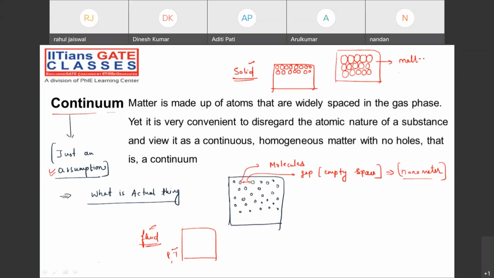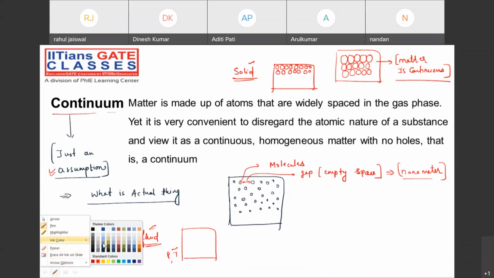The matter is continuous. Apart from simple calculation, any other reason you have? I'm saying that the matter is continuous. But how is your calculation very simple? Any other reason you have? What is the reason that you're saying that whatever the calculation is there, that will become simple? I just want to know the reason for that.